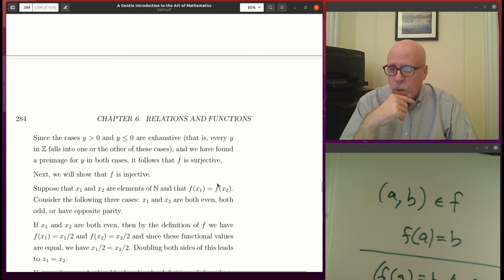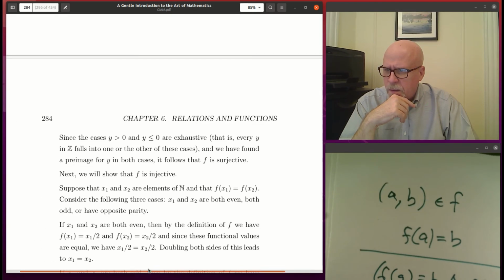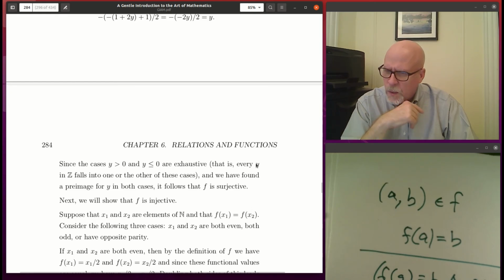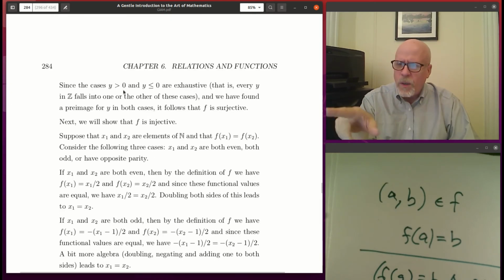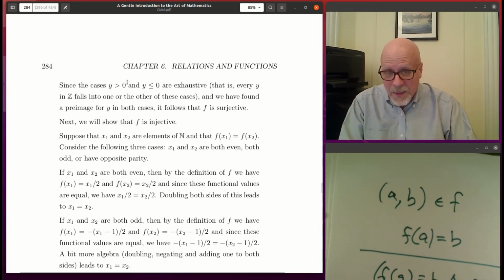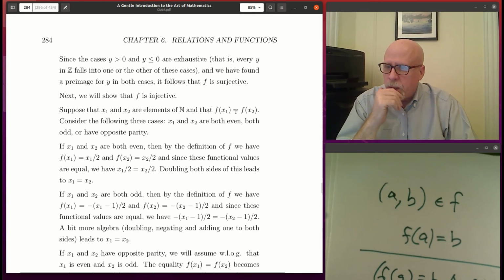Now, oh yeah, we've got a summarization sentence here. Since y greater than 0 and y less than or equal to 0 are exhaustive, I think I've got those inequalities turned around. Anyway, the two cases we looked at are exhaustive. That then every y falls into one or the other of those cases, and so you found a preimage in both cases. Thus f is surjective. Next, we'll look at injective.